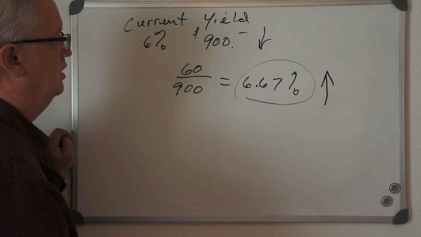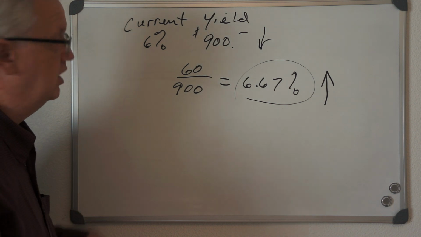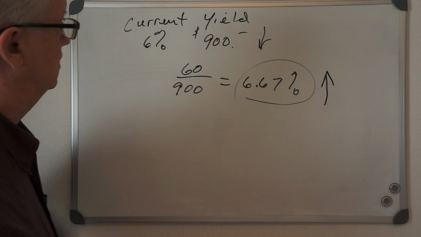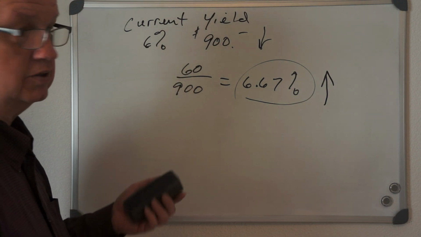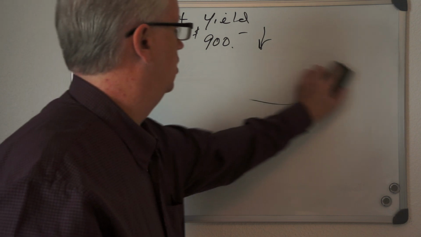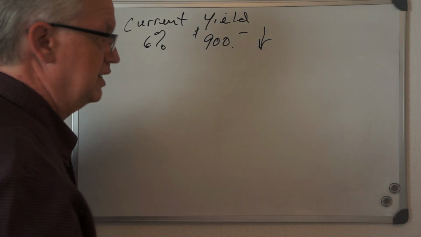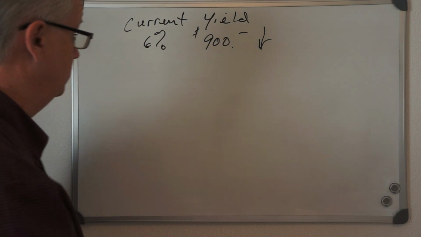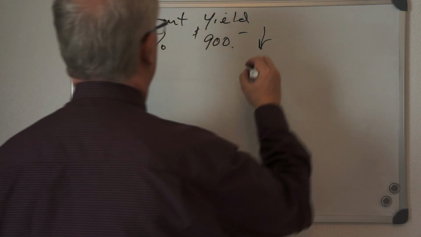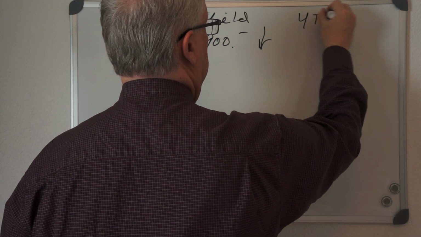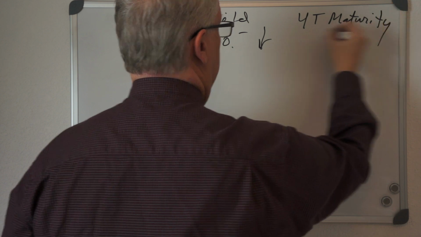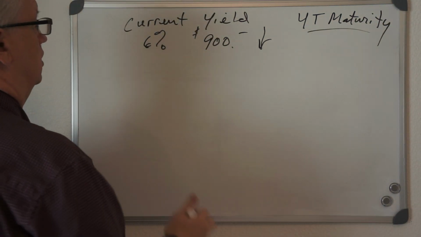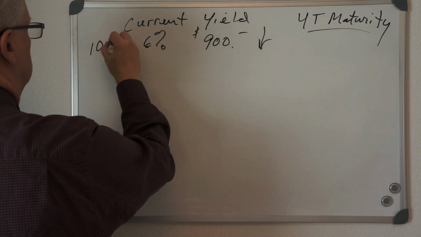Okay? That's current yield. You're taking the annual interest, which is based on 1,000, and dividing it by the current market price of the bond. But let's say we need to do yield to maturity. Okay, we need one other thing. We need the maturity. Let's say it's 10 years.